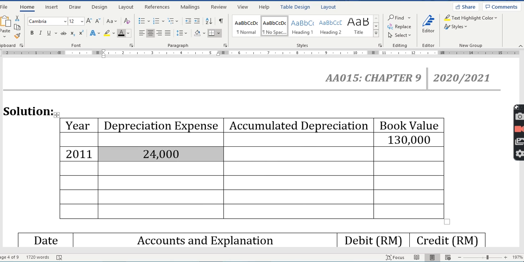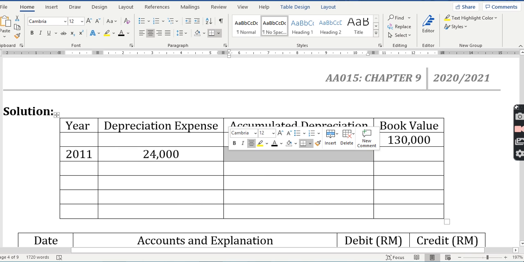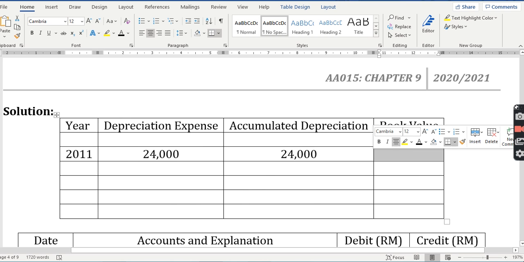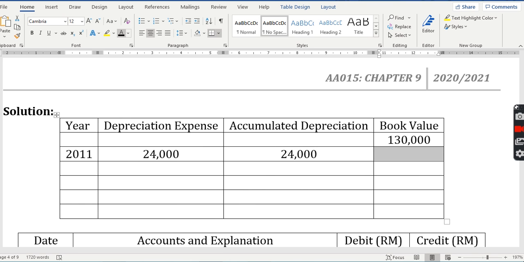Okay, and what about next year and the year after? Actually, it will be the same value. So for the first year, the accumulated depreciation will also be 24,000. Here you can see that after 1 year of usage, the book value of the asset is 106,000.